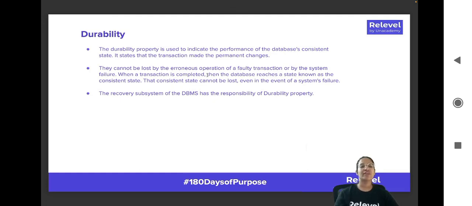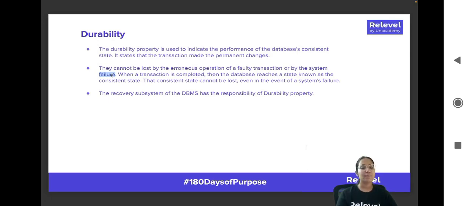And the last one in this is durability. The durability property indicates the performance of the database's consistent state. It states that the transaction made permanent changes. You need to make sure that whatever changes you make in the database are permanent, are durable. It's not that you completed all the steps of the transaction, but after that some failure happened and the changes just went away. There cannot be a situation where some erroneous operation of a faulty transaction or the system leads to a failure, and the data or the performance of the transaction is lost.